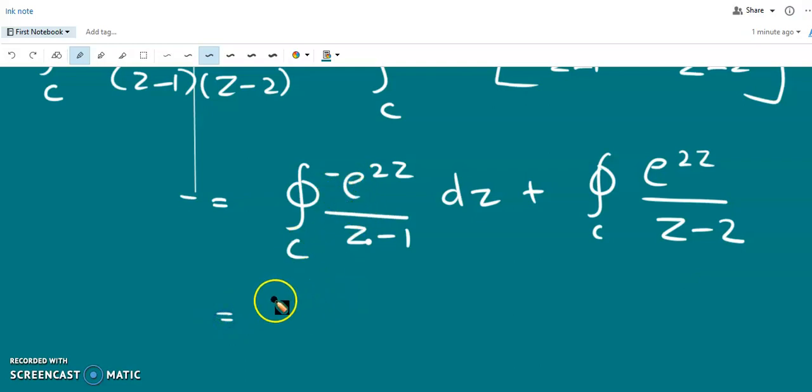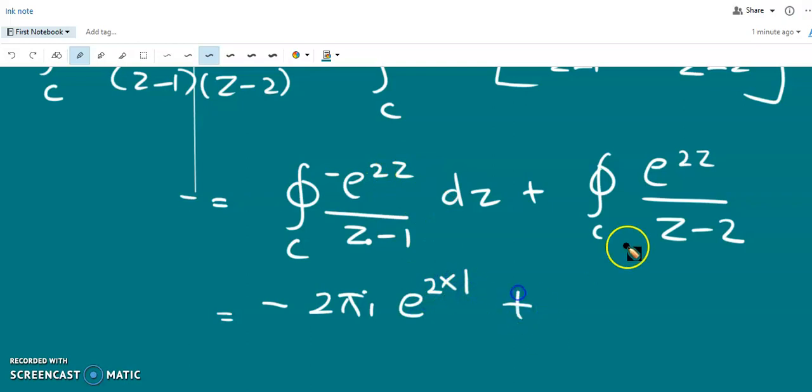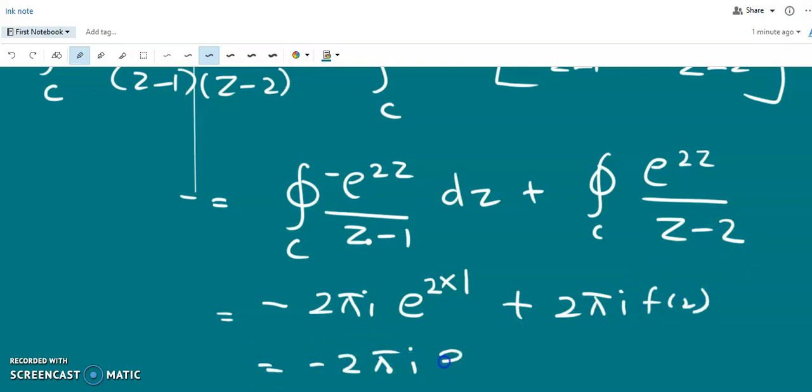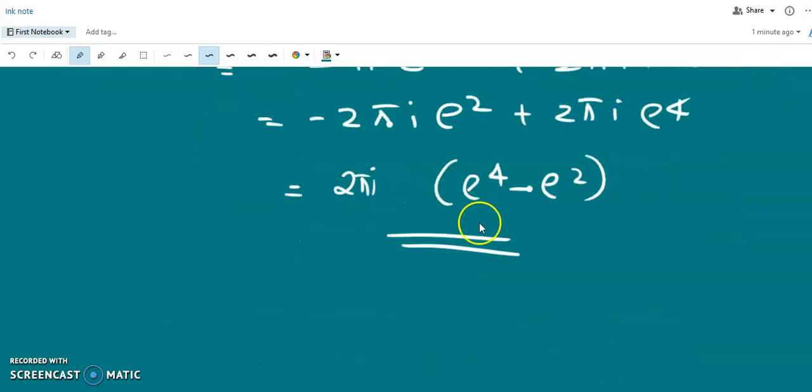So for the minus term, we get minus 2 pi I into f, where f is e to the power 2z, so f of 1 is e to the power 2 into 1, plus for this one 2 pi I into f of 2, and f of 2 is e to the power 2 into 2. Okay, 2 pi I into e to the power 4. So the result is 2 pi I into e to the power 4 minus e square.